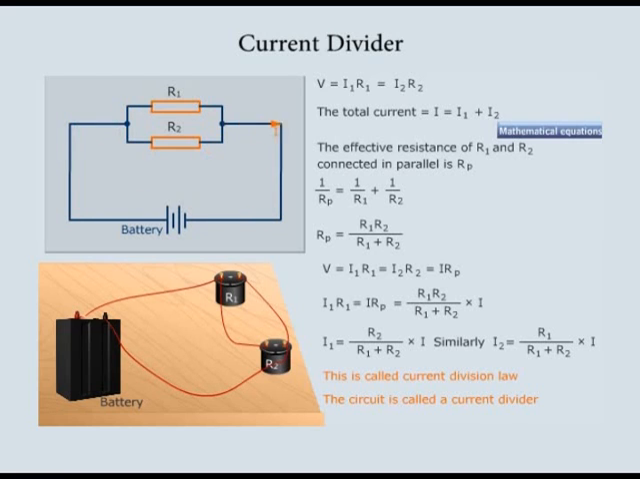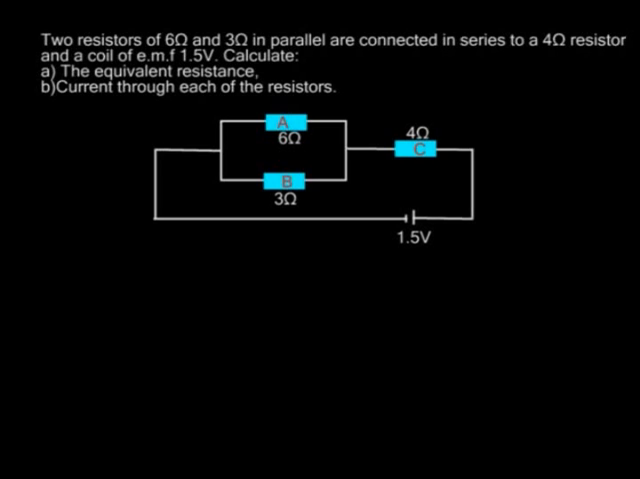Example: two resistors of 6 ohm and 3 ohm in parallel are connected in series to a 4 ohm resistor and a cell of EMF 1.5 volts. Calculate the equivalent resistance of the circuit and the current through each of the resistors.